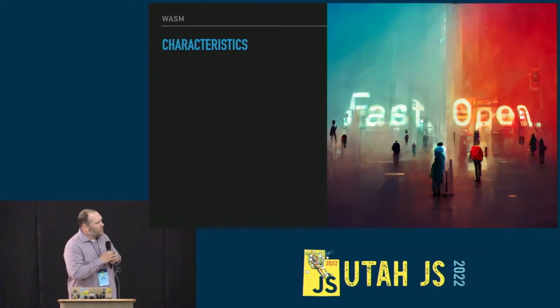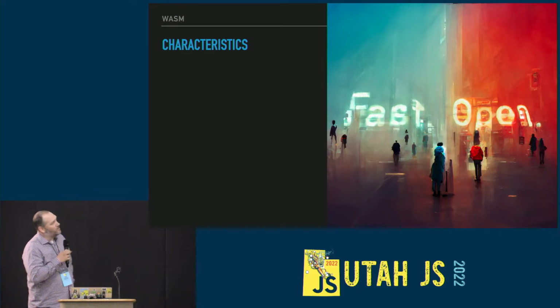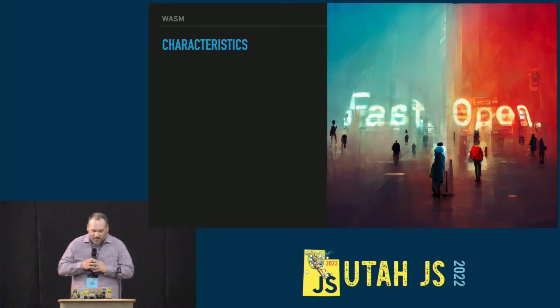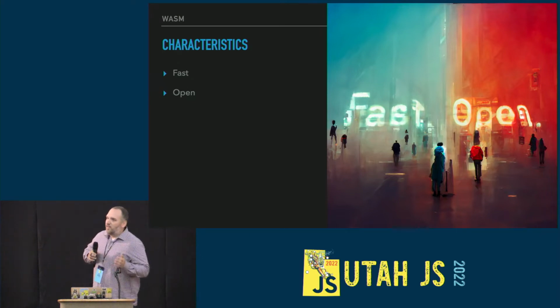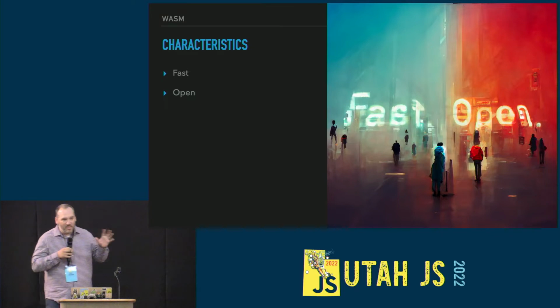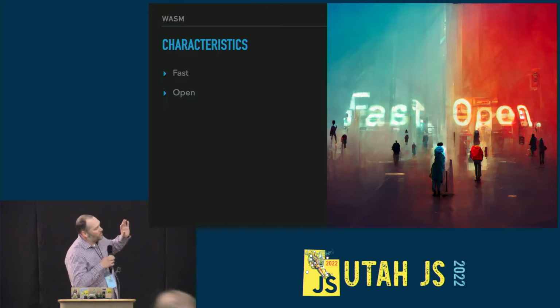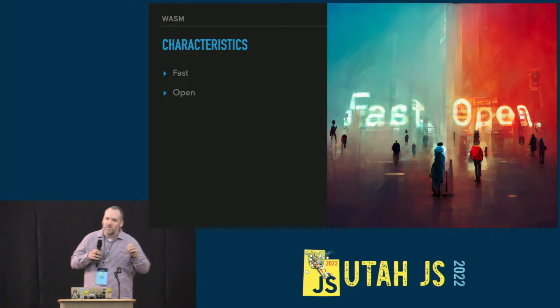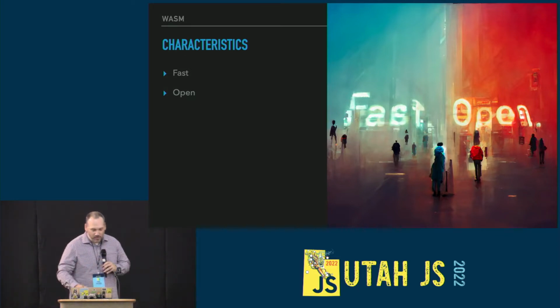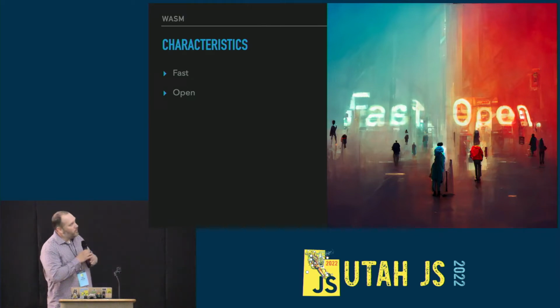Okay, so let's cover some of the characteristics. I guess Midjourney thought it was fast and open based on this slide. But anyway, it is fast, it is open. WebAssembly had a few design goals in mind. One of them was speed, and not even just top speed, but consistent performance. That's really important for any sort of customer-facing application. And it's also open. What do I mean by that?